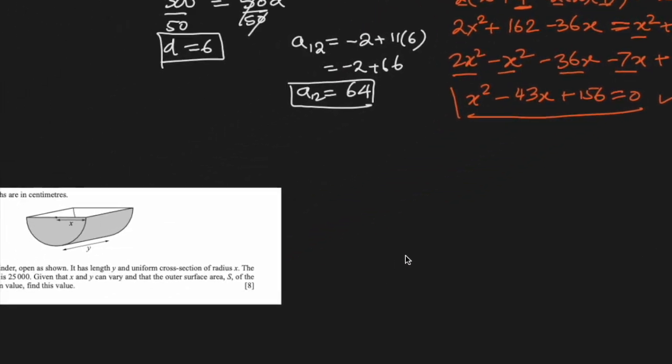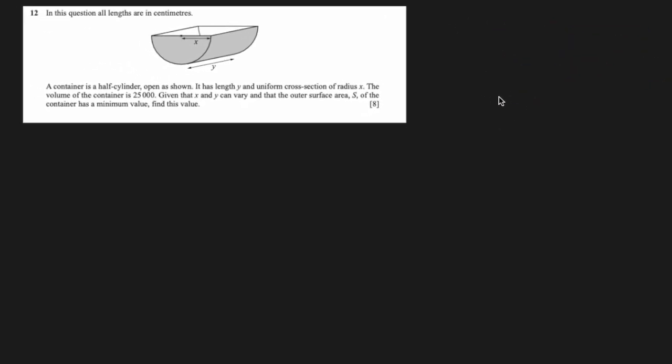Alright, what about the last question, number 12? In this question, all lengths are in centimeters. A container of half cylindrical open shape. It has length y, uniform cross section, x radius. The volume of the container is this. Given that x and y can vary and the outer surface area S of the container has a minimum value, find this value. They're basically asking you to optimize, find the minimum surface area.